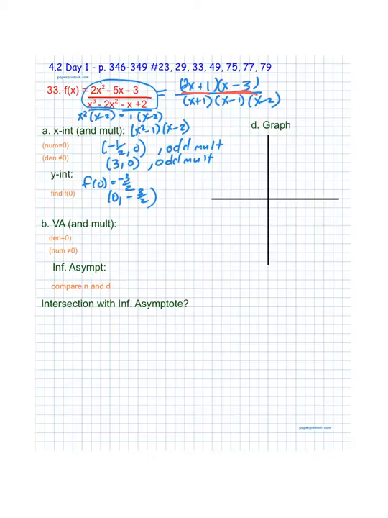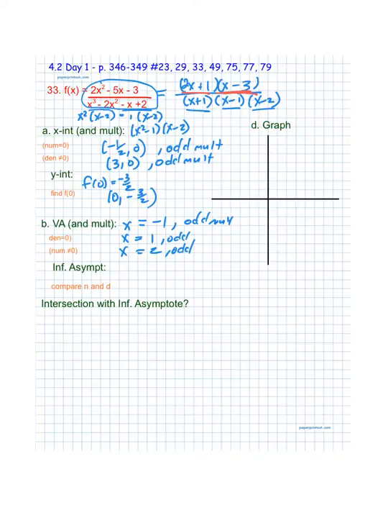Vertical asymptotes occur when the denominator is 0, but the numerator is not 0. We don't have any common factors between the numerator and the denominator. We don't need to worry about holes here. So we have three vertical asymptotes, one at x equals negative 1 from the factor of x plus 1, one at x equals 1 from the factor of x minus 1, and one at x equals 2 from this factor of x minus 2. These all have odd multiplicity.